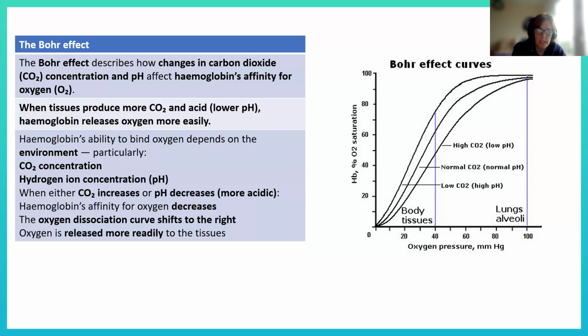So hemoglobin's ability to bind to the oxygen depends on where it is in the body, so it depends on the environment. So CO2 concentration, hydrogen ion concentration, so that's how acidic it's getting, but that's caused by CO2, essentially, one of the reasons. And when it becomes more acidic, the hemoglobin's affinity for the oxygen will decrease, and you can see that the oxygen curve, the graph, essentially will move to the right. So oxygen is released more easily in the body tissues.